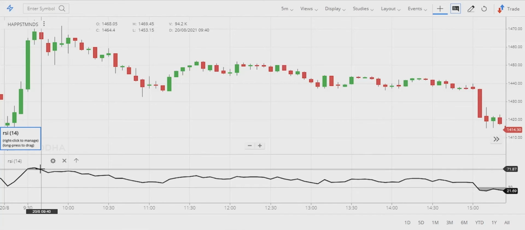The stock is in the overbought zone, so we'll short it. But when do we short it? When this line chart crosses 70 again.